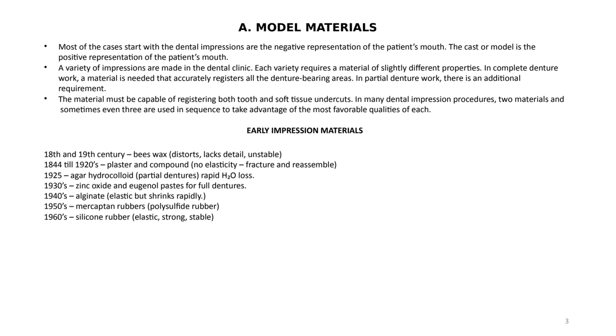The same idea goes for partial dentures, where there are additional requirements in terms of getting accurate impressions of the abutment teeth and also the gum and the bone structure. The material must be capable of registering both tooth and soft tissue and, of course, the undercuts. In many dental impression procedures, two materials, sometimes even three, are used in sequence to take advantage of the most favorable qualities of each.